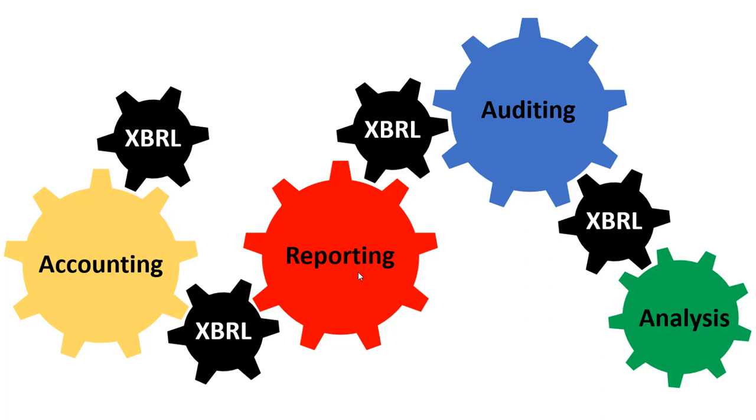So basically, this is the system. You have accounting, which feeds reporting, auditing process, which pulls information from a report and also from the accounting system. And the analysis process uses information that has been audited.